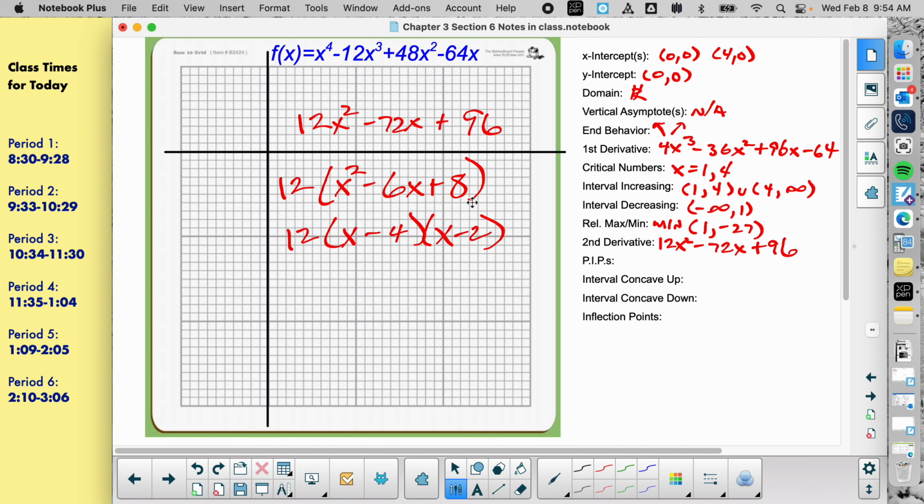Oh, I forgot. Who's our expert in this hour for PIPs? Oh, that's right. We need a substitute expert. Cody? Well, how do we find PIPs? Maybe we should ask what a PIP is first. Possible inflection points. Okay. How do we find them again?